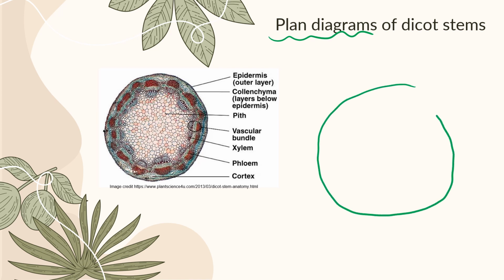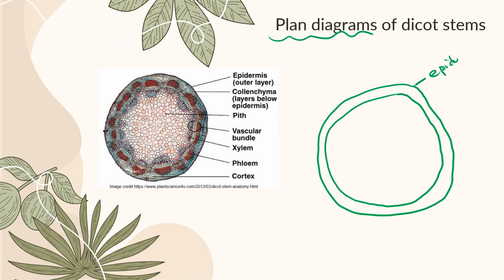I'm going to start with the epidermis. Woo, that's not a great circle. And then just inside the epidermis, I'm going to draw the cortex. We've got some cortex here. So again, epidermis, that outermost layer, and then just inside we've got our cortex.